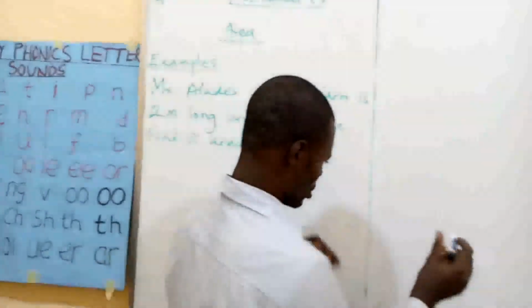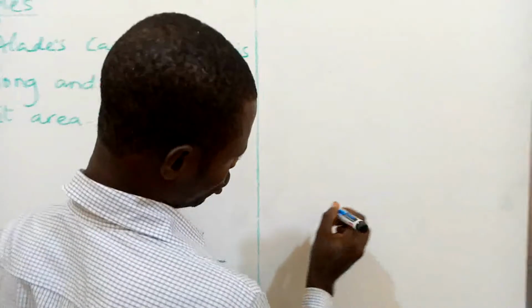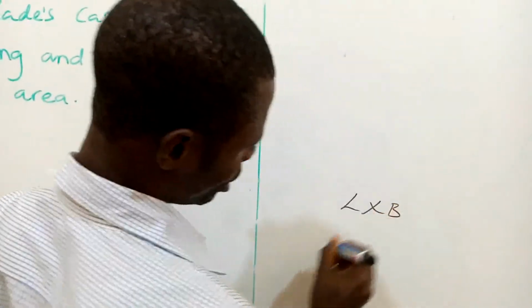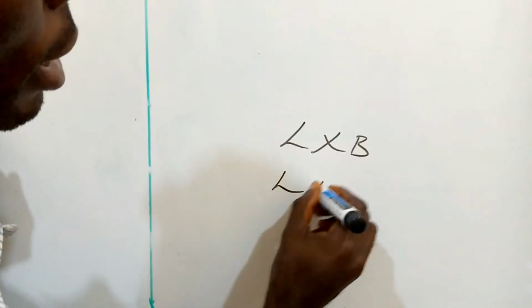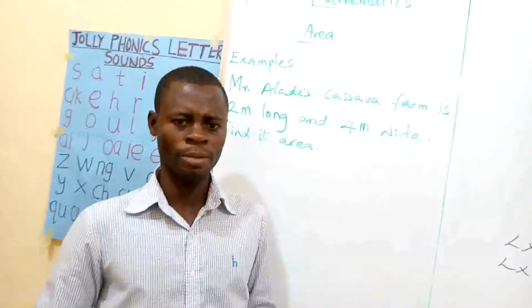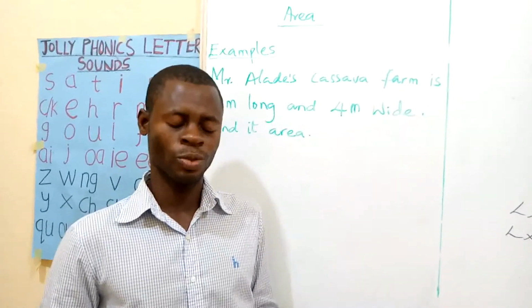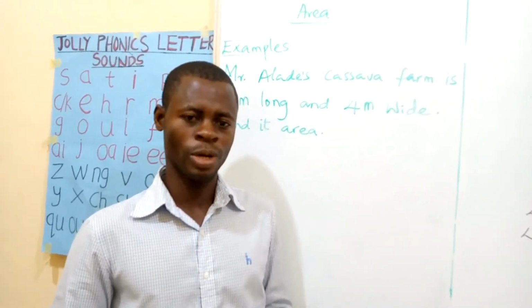Let's do this. What is the formula for calculating the area of a rectangle? Length times breadth. And what's the formula for calculating the area of a square? Length times length. With this knowledge, we are going to proceed to solving more problems on area of rectangle and square.